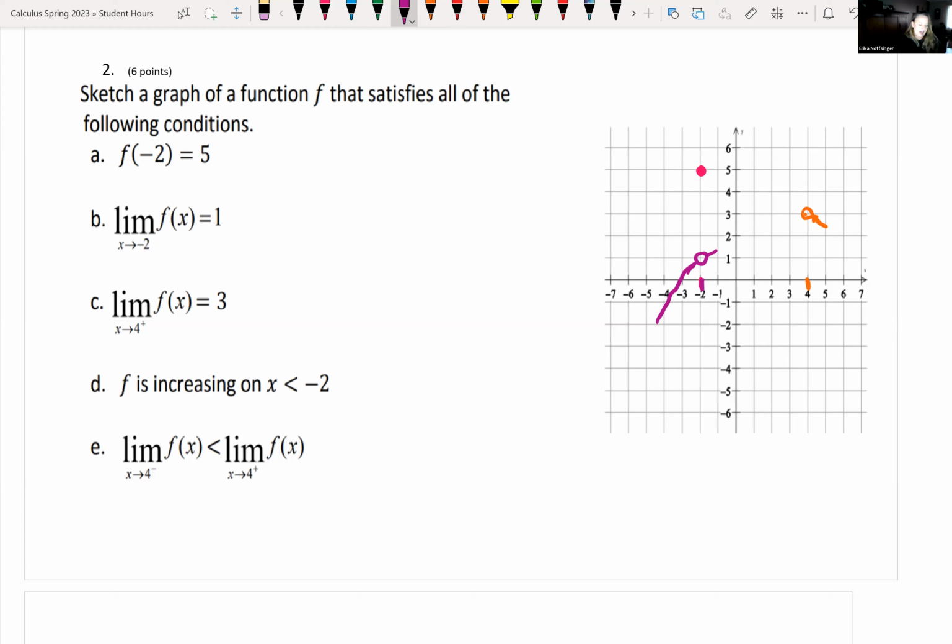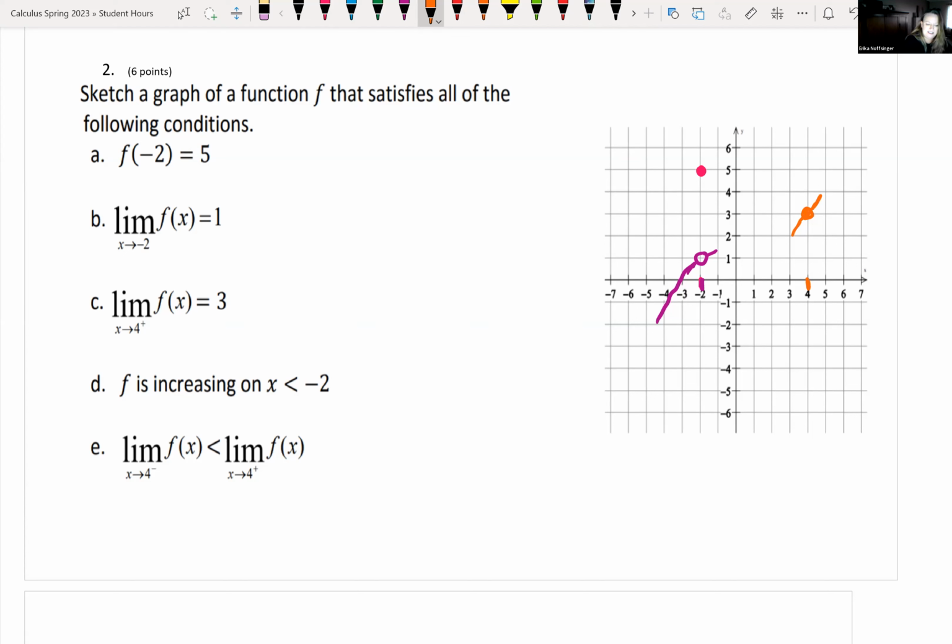And then the last part, part E, says the limit as x is approaching 4 on the left of f of x is less than the limit as x is approaching 4 on the right of f of x. So that's telling me my y value on the left as I'm coming in to x equals 4 is smaller than my y value on the right. And so my picture is a little bit off here. So erase that. That y value on the right has to be bigger than this one on the left. And so the limit exists there. It could be an open or closed circle. They will both satisfy that condition.